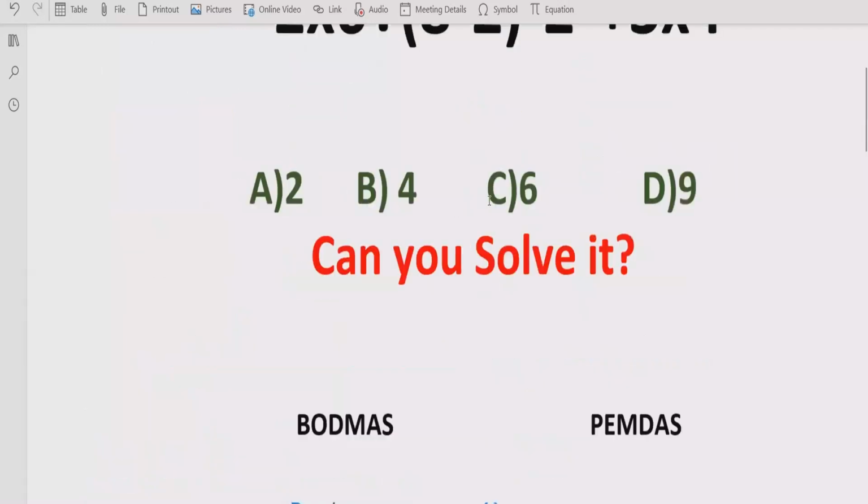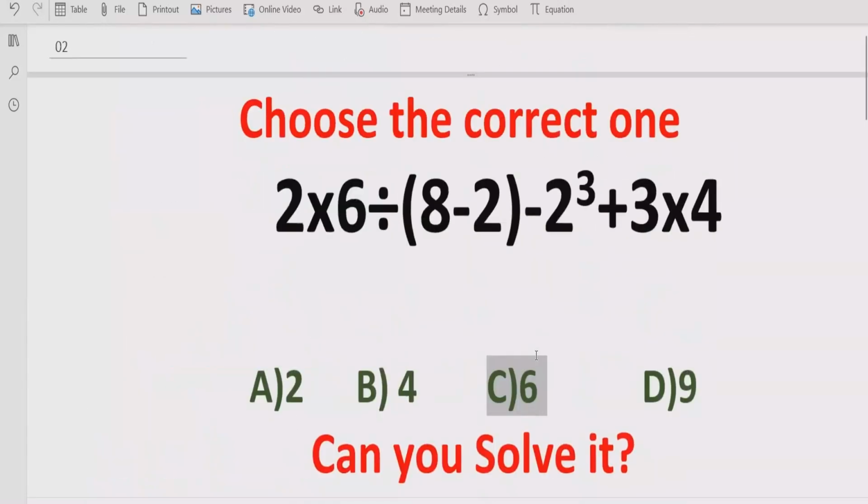So if you see the answer list, answer C is the correct answer of this given expression. I hope you understand how you can solve this expression using the PEMDAS and BODMAS method and find out the correct answer.